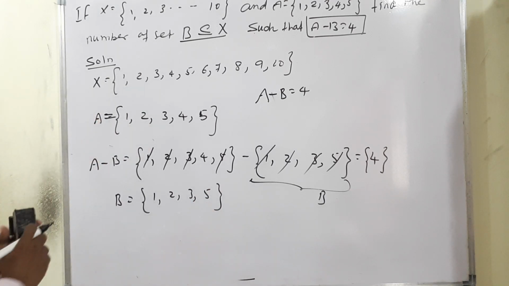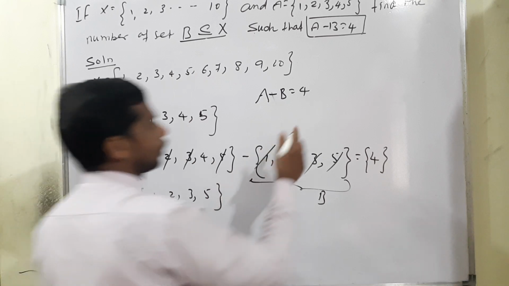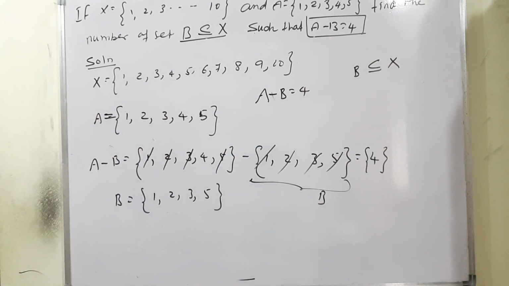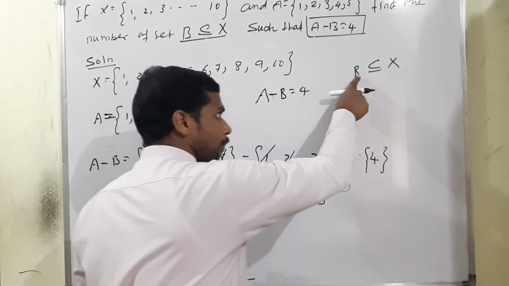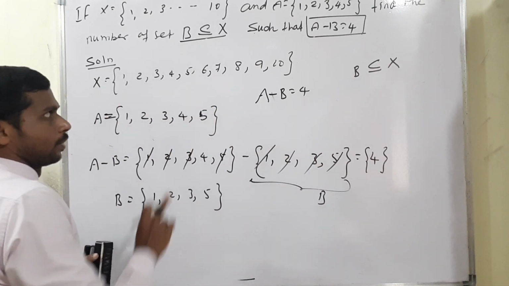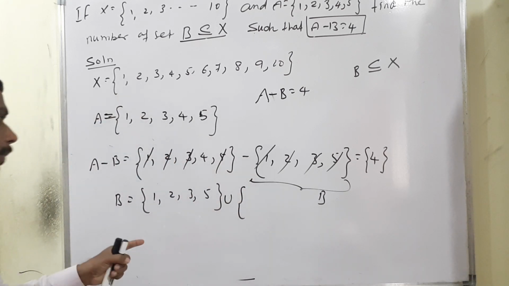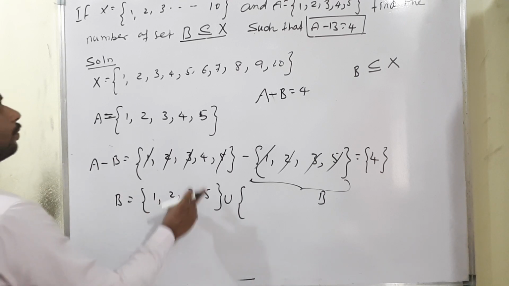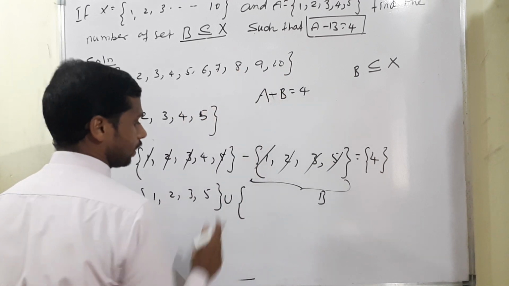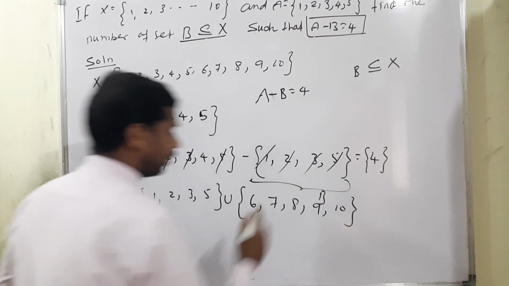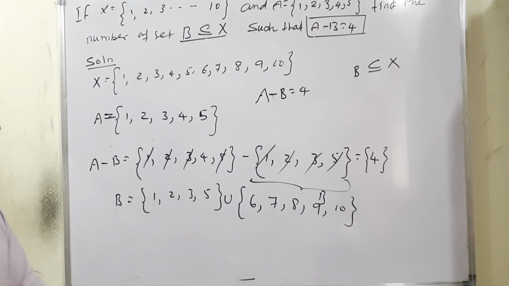Now I am moving to the question. What we have to find is the number of sets B, subset of X, isn't it? B subset of X means set B is one of the parts in X. Therefore, what terms are possible after 5? After the 5, 6, 7, 8, 9, 10 are there, isn't it? So 6, 7, 8, 9 and 10. Therefore, for subsets of X, the number of sets formula is 2 power n, isn't it? So 2 power n, how many sets are possible?